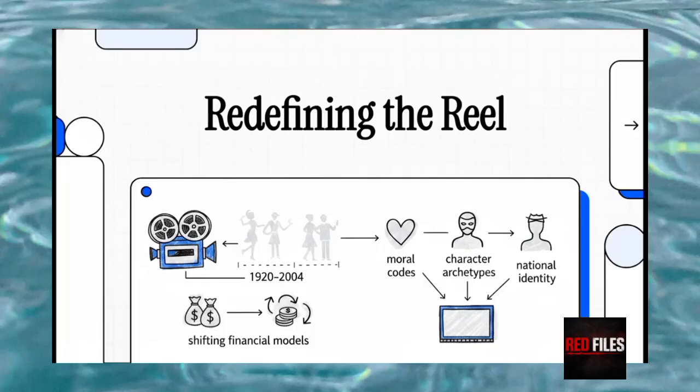Welcome to This Explainer. I'm absolutely thrilled to have you with us today because we're embarking on a genuinely fascinating historical journey. We're going to look at the history of Bollywood, but through a very specific structural lens. Our objective here is to uncover exactly how Bollywood's shifting financial models, specifically between 1920 and 2004, directly reshaped the moral codes, the character archetypes, and really the entire national identity portrayed on screen.